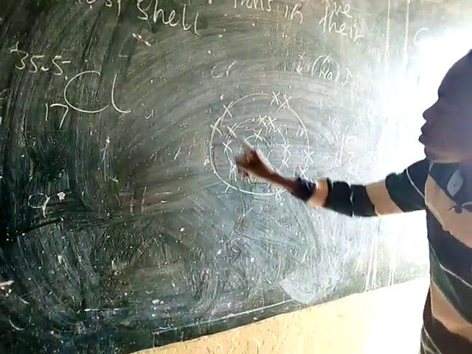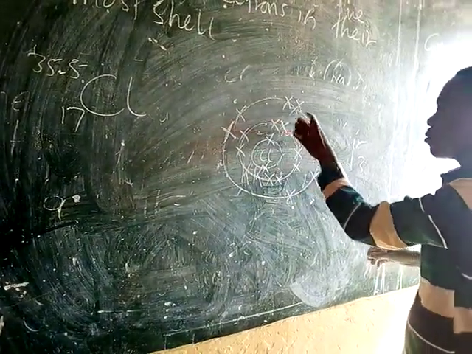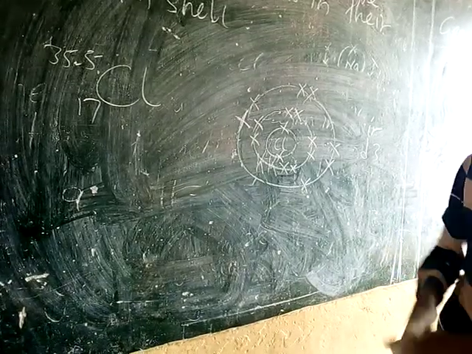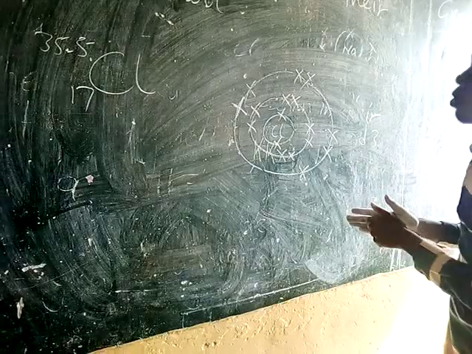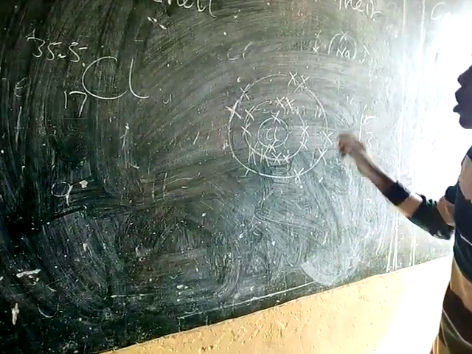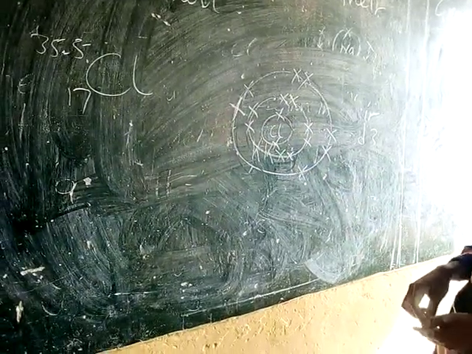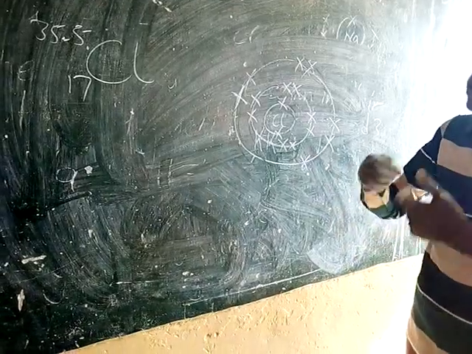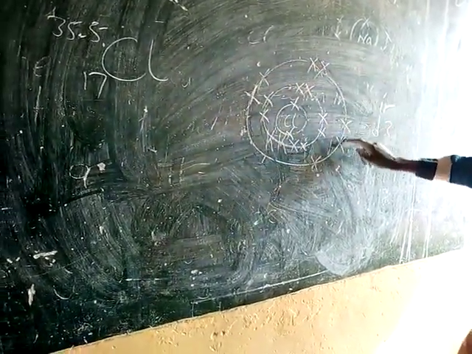1, 2, 3, 4, 5, 6, 7. Since it has 7 valence electrons in the outermost shell, chlorine belongs to group 7. Now, in what period does it belong? You simply count the number of shells. How many are there? 1, 2, 3. So chlorine is found in period 3 because it has 3 shells, but it's found in group 7 because it has 7 electrons in the outermost shell.